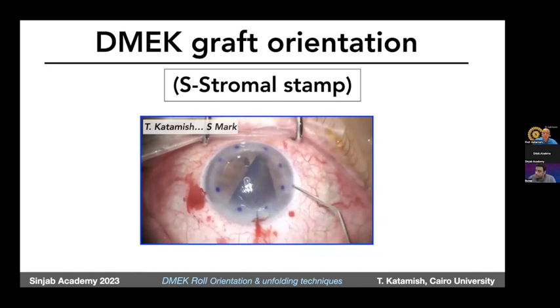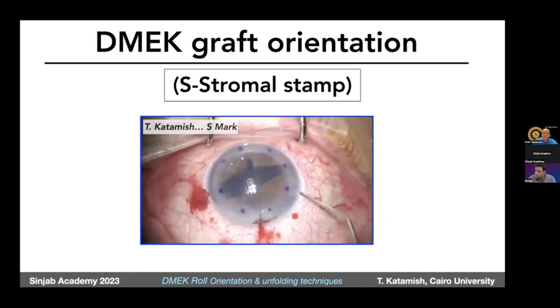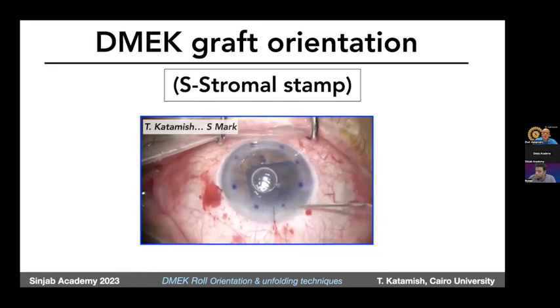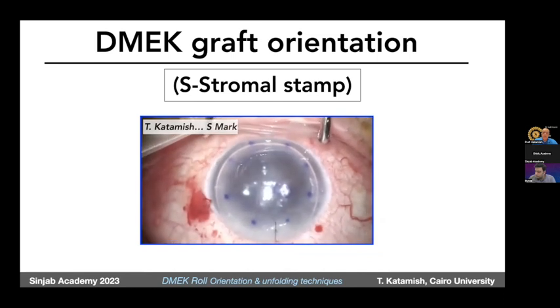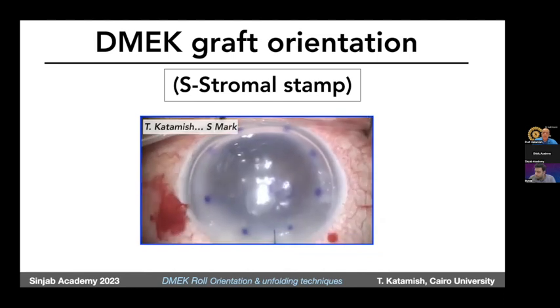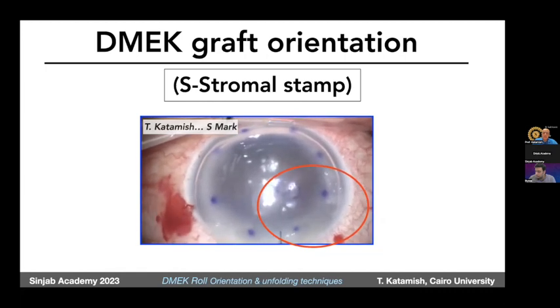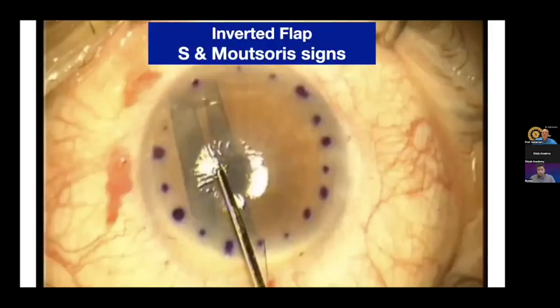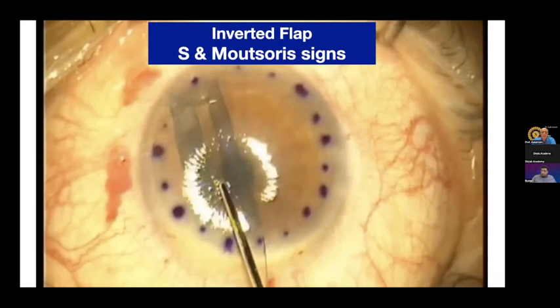I will speak now about how to flip the graft. You flip the graft and you unfold again. And at the end of the operation, you make another check of the letter S. As you will see now, it is clear that this is letter S and not letter 2. This is an example of an inverted graft in which I use the two signs, the S and the Montessori signs. You see this unfolding of the graft.